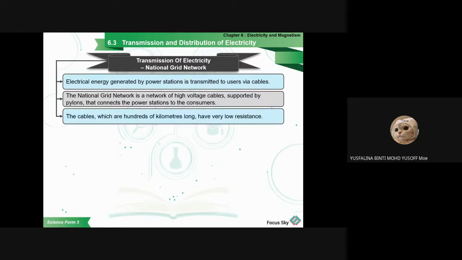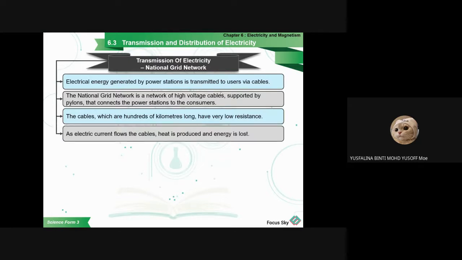So the cables, which are hundreds of kilometers long, have very low resistance. It depends on where you want to send the electricity, but usually they are very long, hundreds of kilometers, with a very low resistance, right? And as electric current flows through the cable, heat is produced and energy is lost.